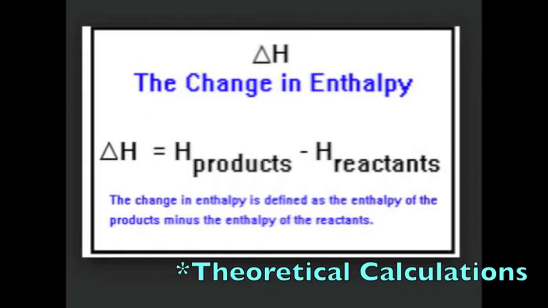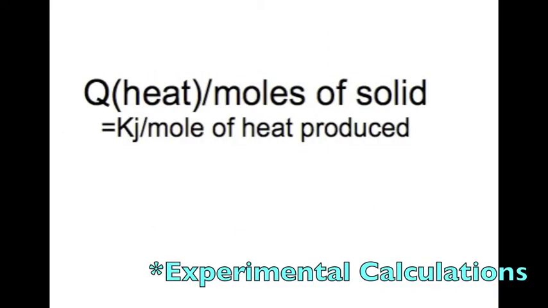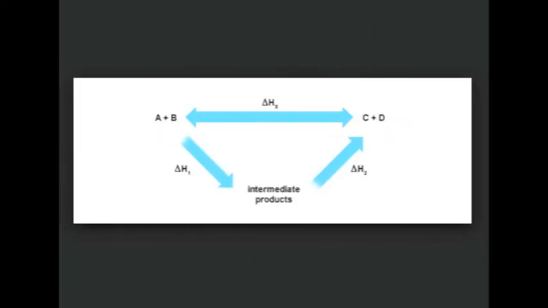exothermic. These were calculated using Hess's law, which is change of heat equals sum of the products minus sum of the reactants, and Q equals mc delta T divided by the moles of the solid used during the lab. Both of these formulas calculate the heat produced in the reaction.